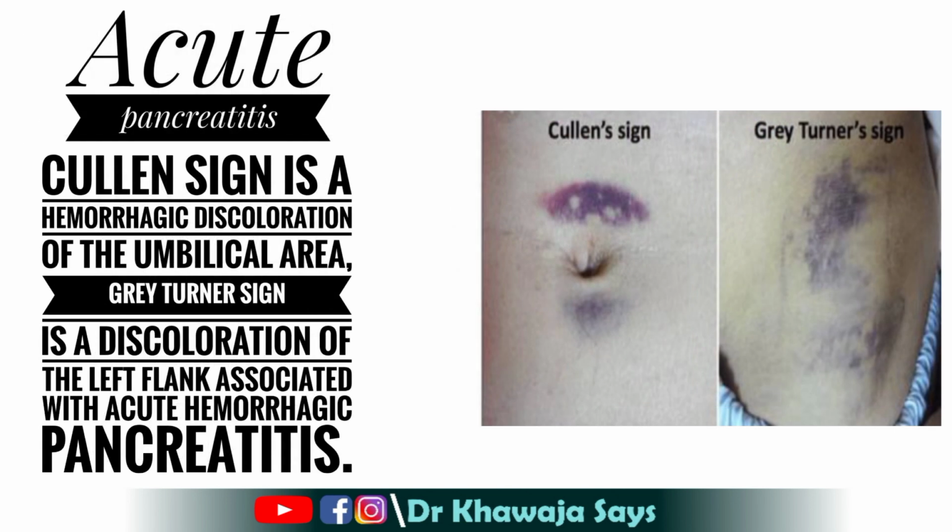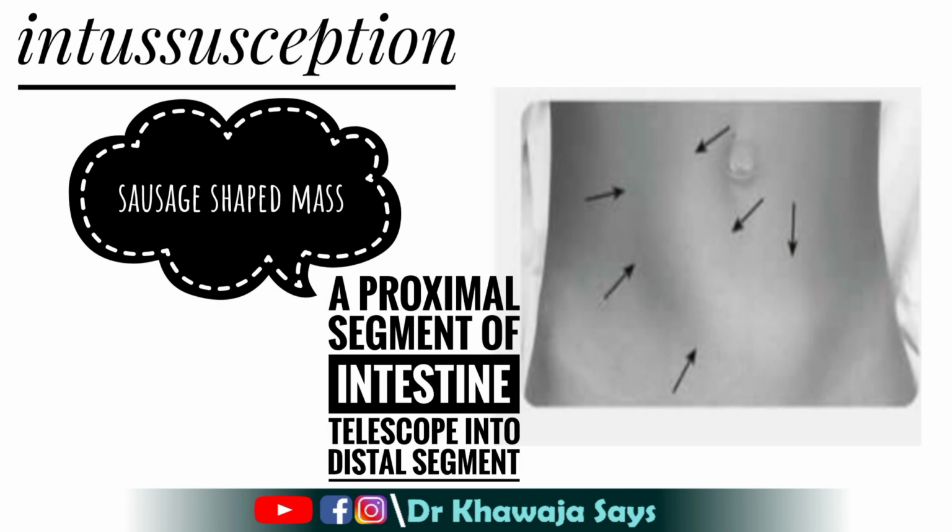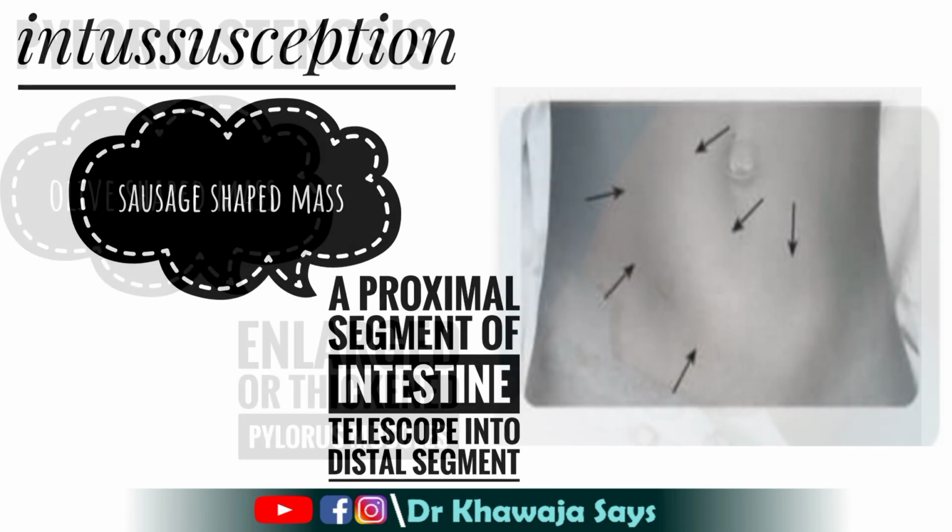Acute pancreatitis. Cullen sign is a bluish discoloration of umbilical area while Grey-Turner sign is bluish discoloration of left flank associated with acute hemorrhagic pancreatitis. Intussusception. Sausage-shaped mass. You know in intussusception proximal segment of intestine telescopes into distal segment. Bad manners intestine, please stay in your own zone.